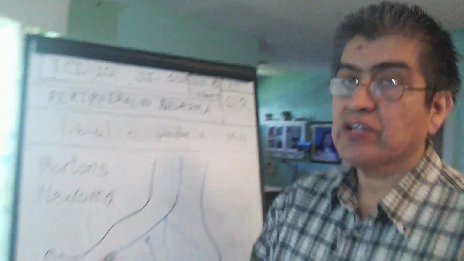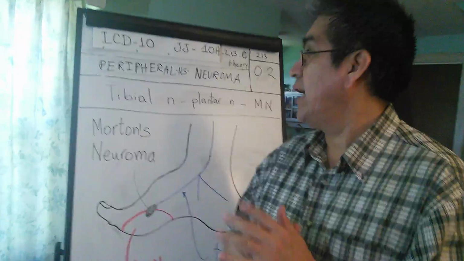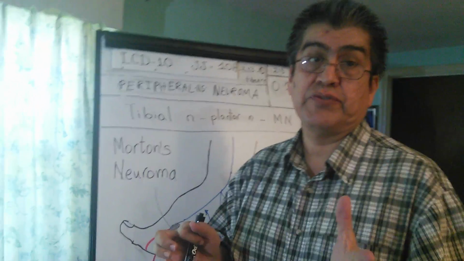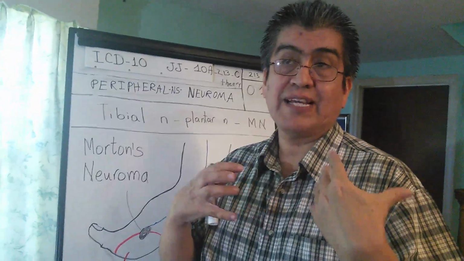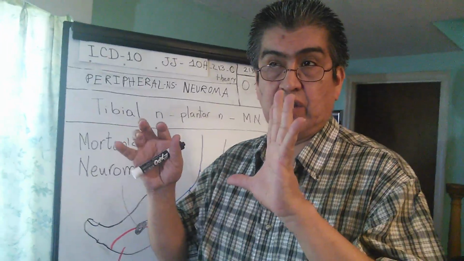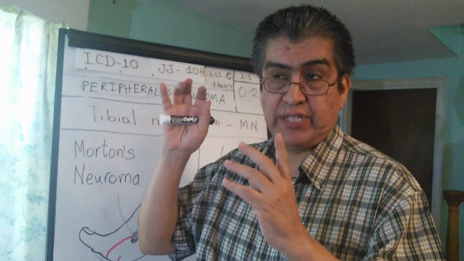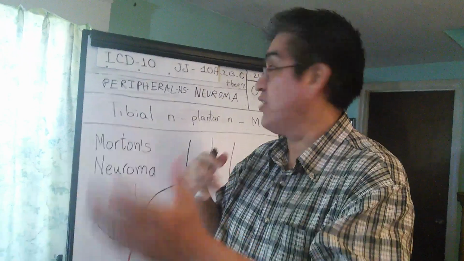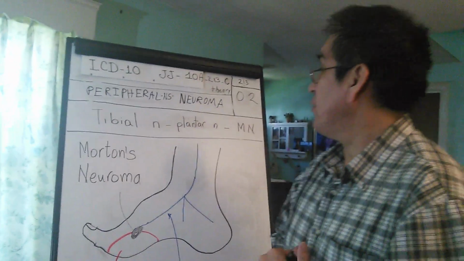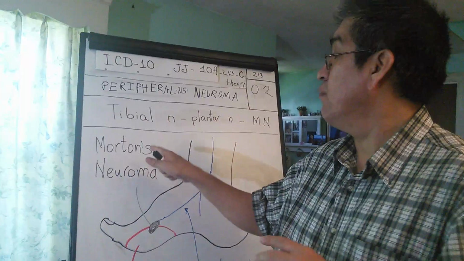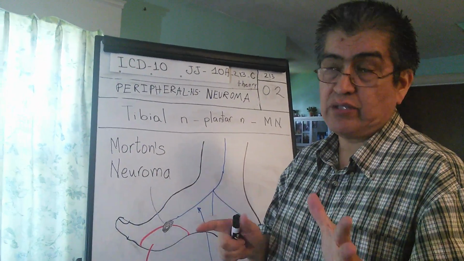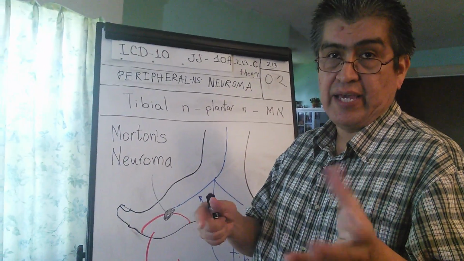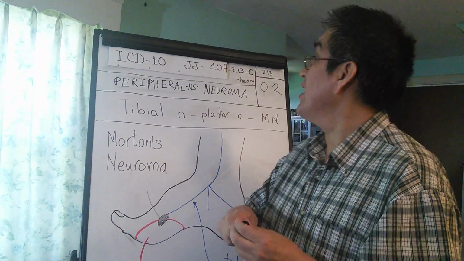Hi, we continue this morning with a problem of the peripheral nervous system, which are the nerves that come outside of the central nervous system, which is the brain and the spinal cord. These nerves are outside of the brain and the spinal cord. So the problem that we have is a problem about Morton's neuroma. We explained to you yesterday what a Morton's neuroma is.